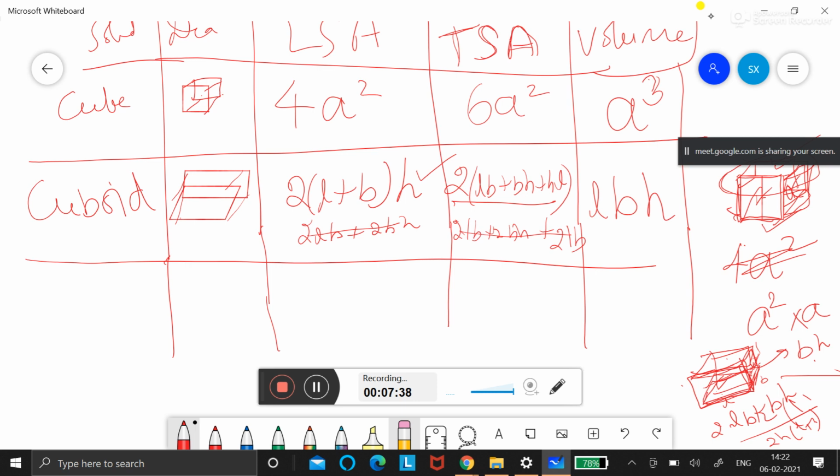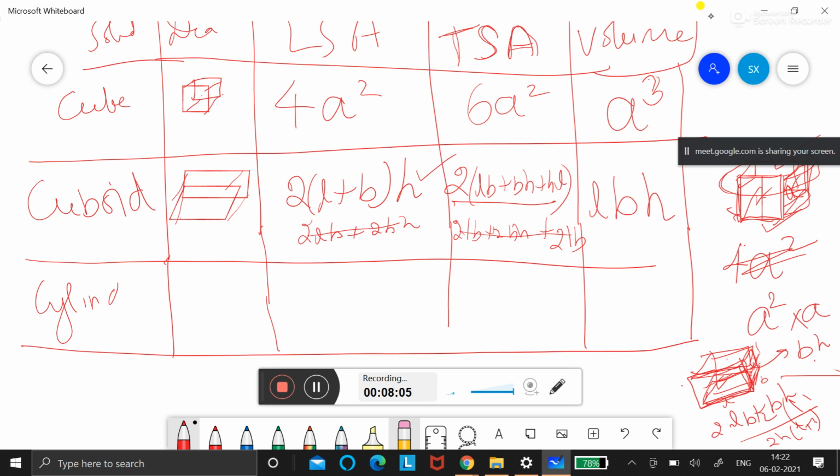Now you understood. So this is LSA, TSA, volume. LSA of a cube is 4a square. TSA of a cube is 6a square. Volume of a cube is a cube. Same way, LSA of a cuboid is 2 into L plus B into H. TSA of a cuboid is 2 into LB plus BH plus HL. Volume will be LBH.